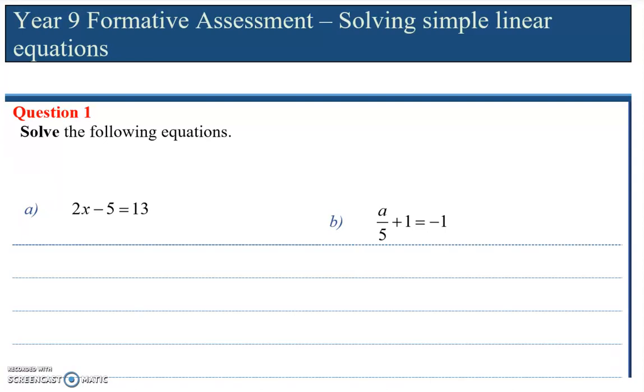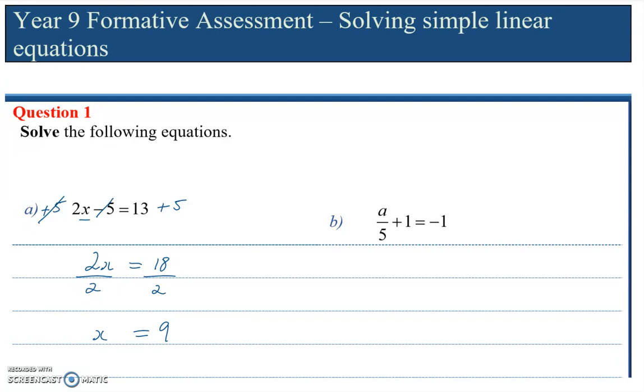Solve the following equations. Here we have 2x take 5 equals 13. We want to solve for x. Using inverse operations, we can add 5 to both sides. That cancels out the 5 and negative 5, and you're left with 2x equals 18. Now if we divide both sides by 2, we end up with x equals 9. That's the solution to our linear equation.